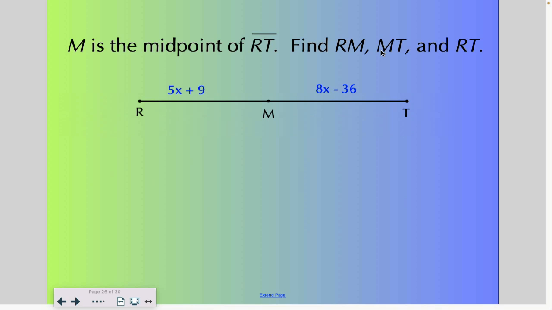These are all parts. RM, MT, RT. That helps, practice helps.